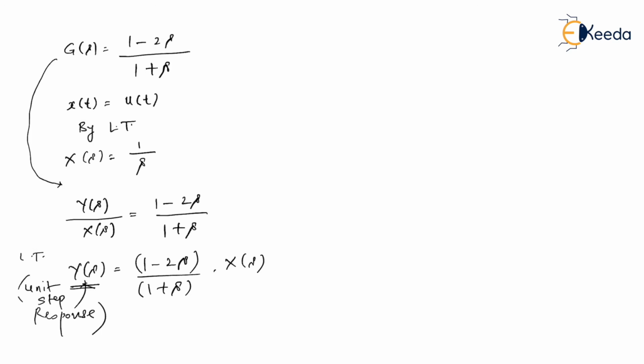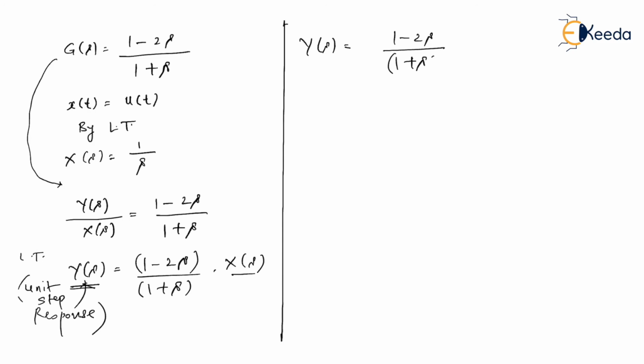But if it is a function of s, then you have to say yes, it is unit step response, but in fact it is Laplace transform of unit step response. I hope you got my point. So let us substitute the value of X(s), which is 1/s. So eventually what Y(s) you are supposed to get is (1 - 2s) divided by (1 + s), and again this is divided by s.